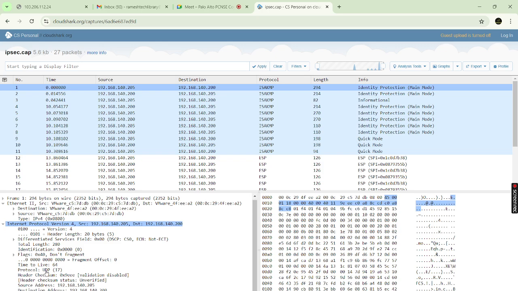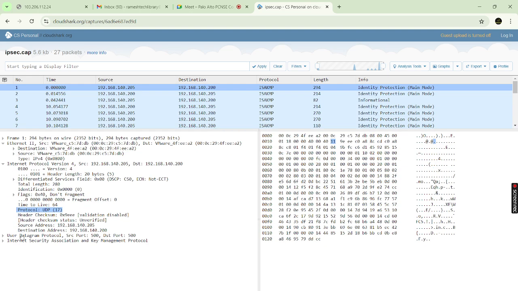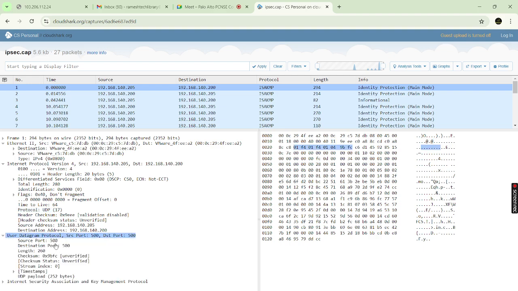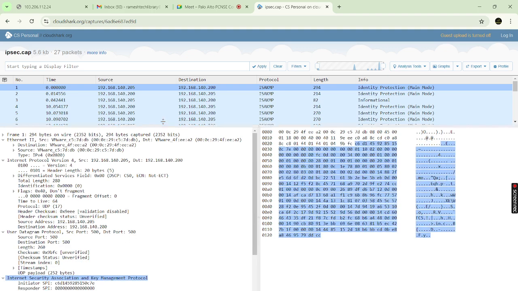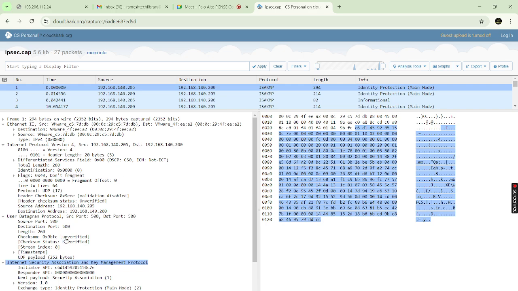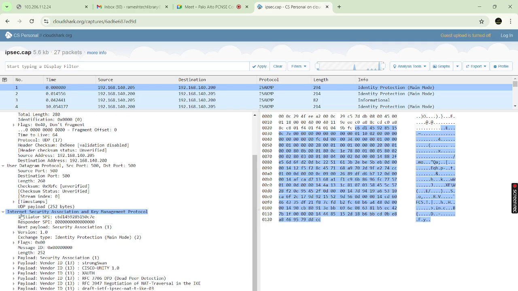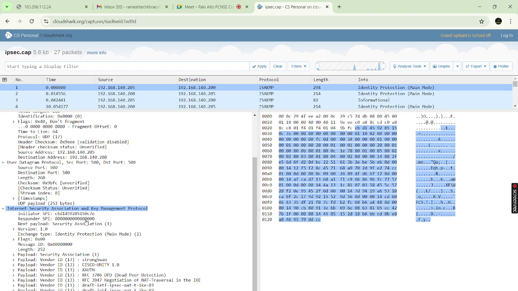What is the protocol we are using? UDP, right? This is the UDP protocol. See here, the source port is 500 and the destination port is 500. And this is a UDP payload. In the UDP payload we have IPsec, which, as we discussed, is the ISAKMP protocol. Here we are using the ISAKMP protocol.